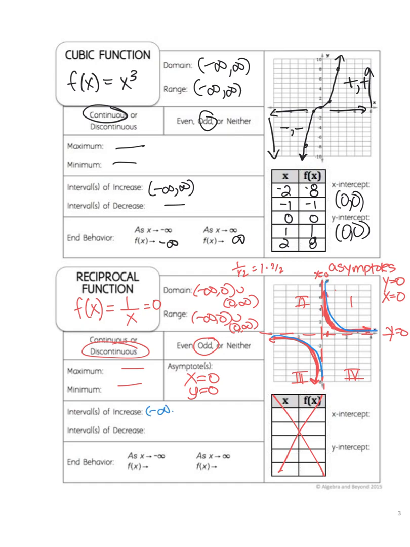It's going down, down over its entire domain. So it's negative infinity to 0, union 0 to infinity. No increasing. As x approaches negative infinity, what's happening to y? Y is getting closer and closer to 0. And as x approaches positive infinity, what's happening to y? It's also getting closer and closer to 0. And there is no x-intercept and no y-intercept.